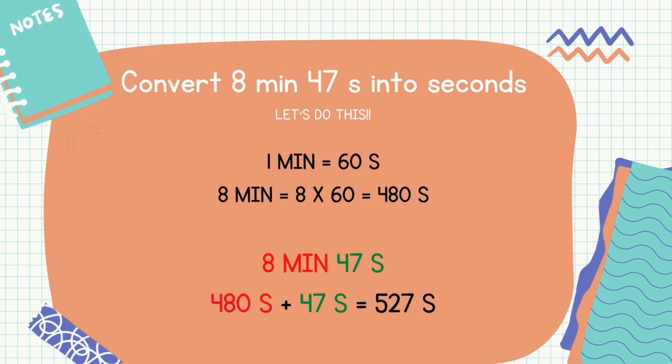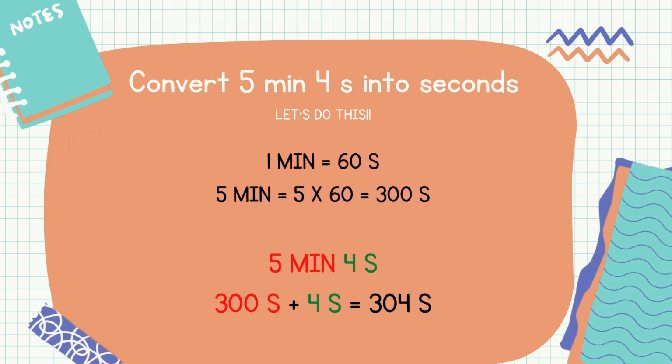So we have 480 seconds. The red one, 8 minutes, represents 480 seconds, plus what we have there, 47 seconds. And you write the answer, 527 seconds. So I can say that 8 minutes and 47 seconds is equal to 527 seconds. Okay.